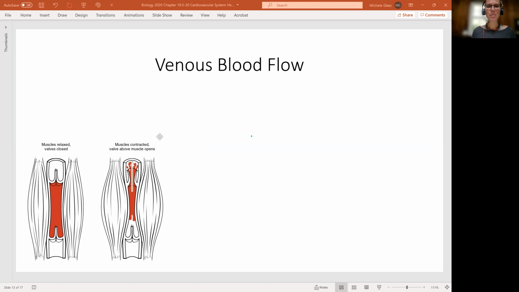We've been talking about blood flow through the body, and we need to stop and talk a little bit about the venous blood flow. Now, there's actually three ways, I guess, or three effects of how we're getting the blood flowing through the venous system.